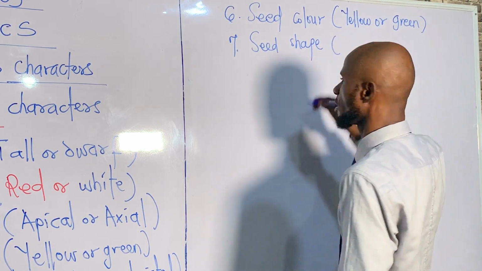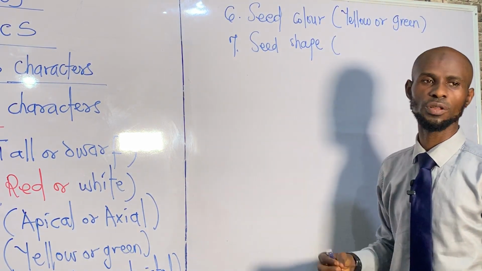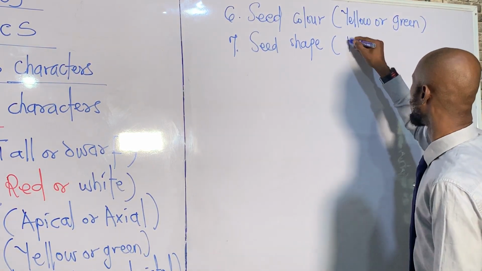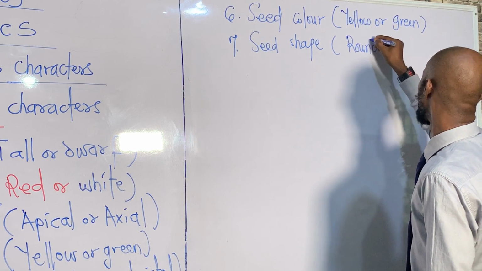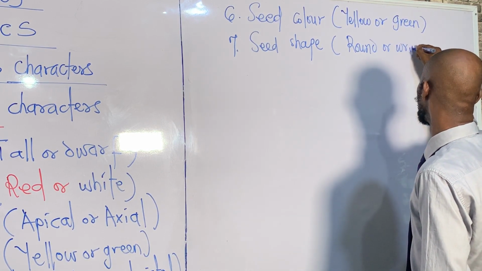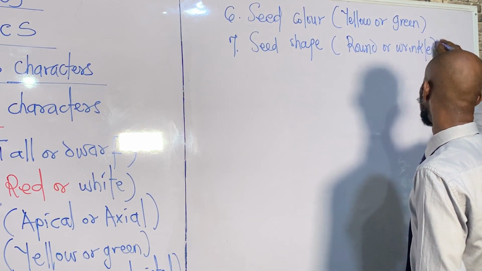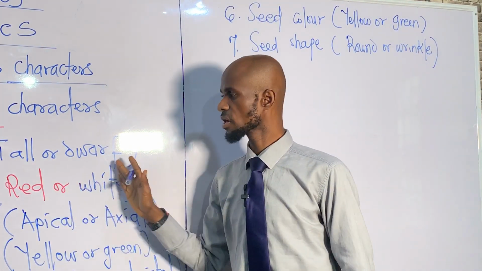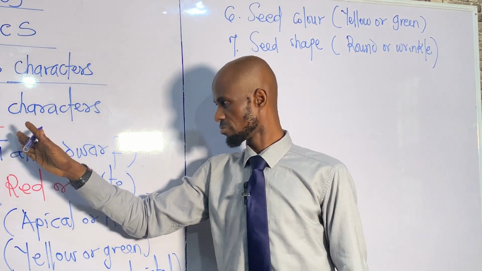Then the last is the seed shape. This seed shape, you will meet it almost all the time in your textbook. So you should be able to remember that. It's either round or wrinkled.